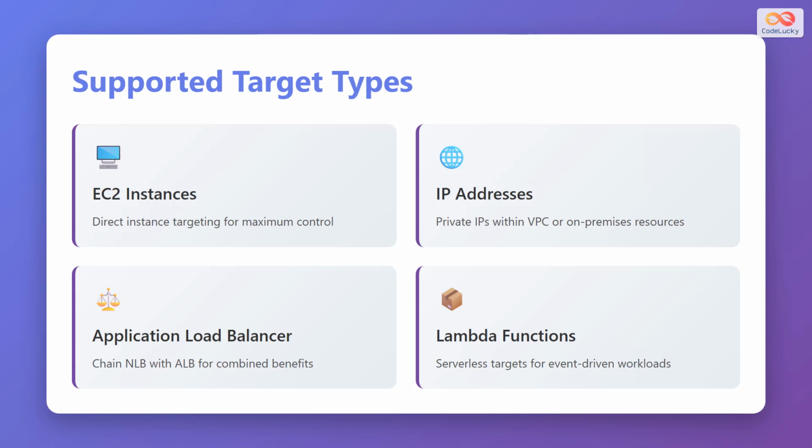NLB supports 4 different types of targets, giving you flexibility in architecture design. You can target EC2 instances directly for maximum control over your infrastructure. You can use IP addresses, including private IPs within your VPC, or even on-premises resources through VPN or Direct Connect. You can chain an application load balancer as a target, combining the benefits of both load balancers. And you can even use Lambda functions as targets for serverless, event-driven workloads.